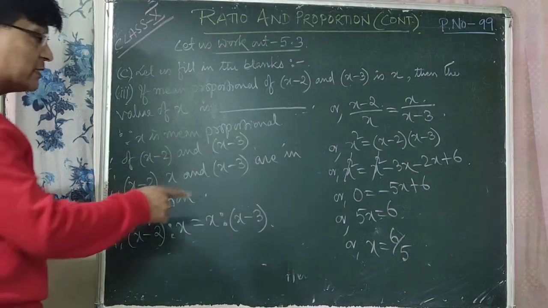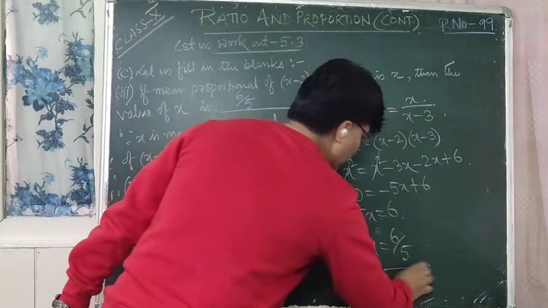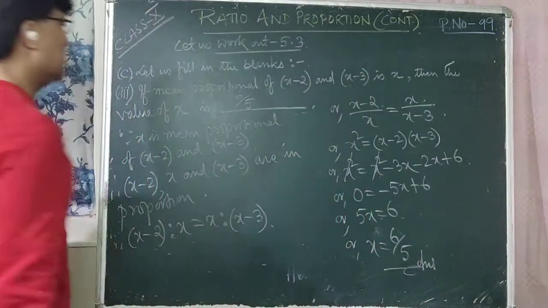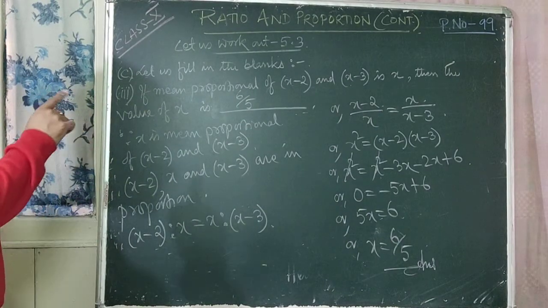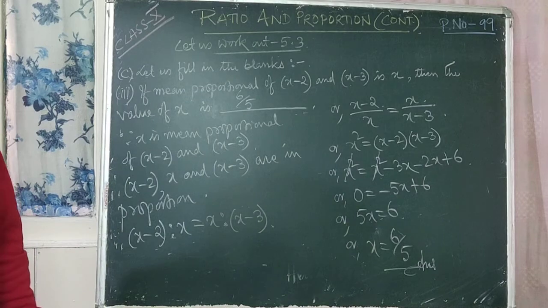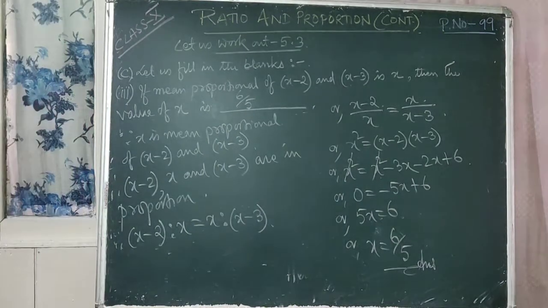So the value of x is what? In the fill in the blanks, it is 6 upon 5. So this is the answer. Then the value of x is dash, you write 6 by 5 there in the fill in the blanks. Okay, so we'll do the next question now.